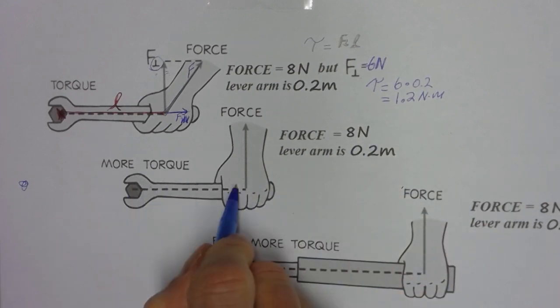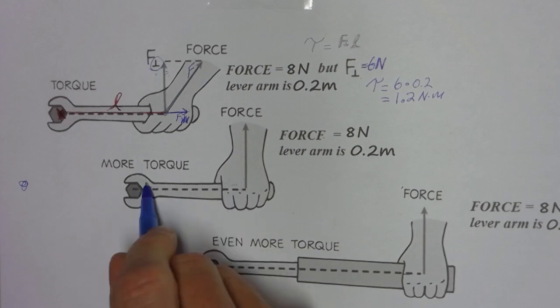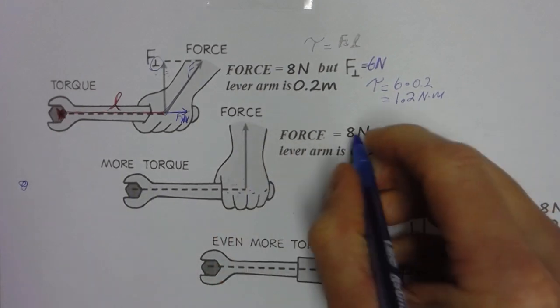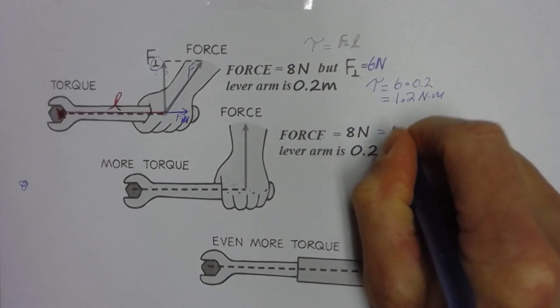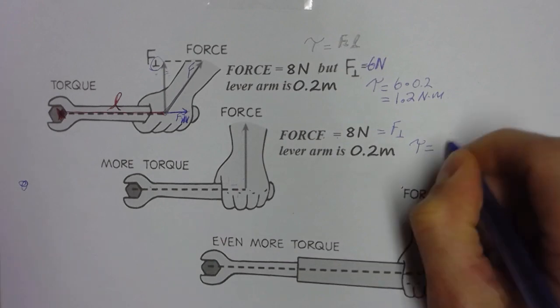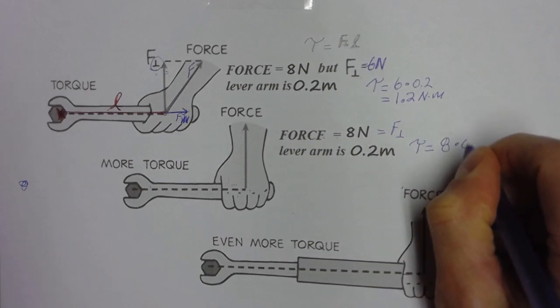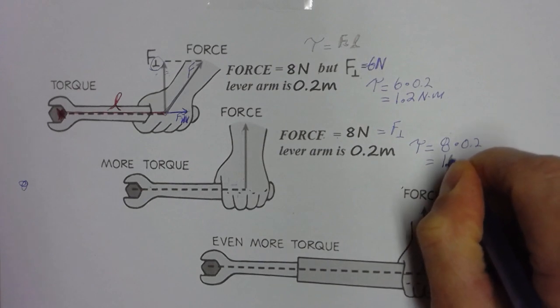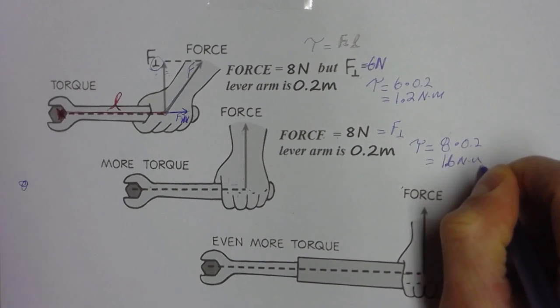So here we got the same R, same distance from the axis of rotation, but now the entire force is perpendicular. So that is the force perpendicular. So the torque here is 8 times 0.2, which is 1.6 Newton meters.